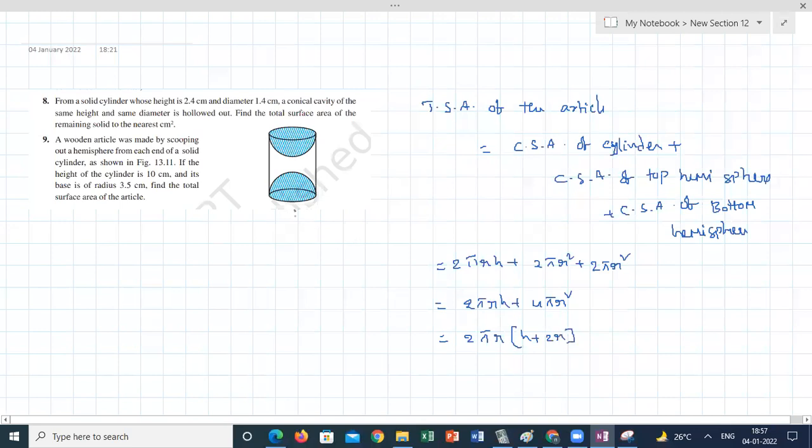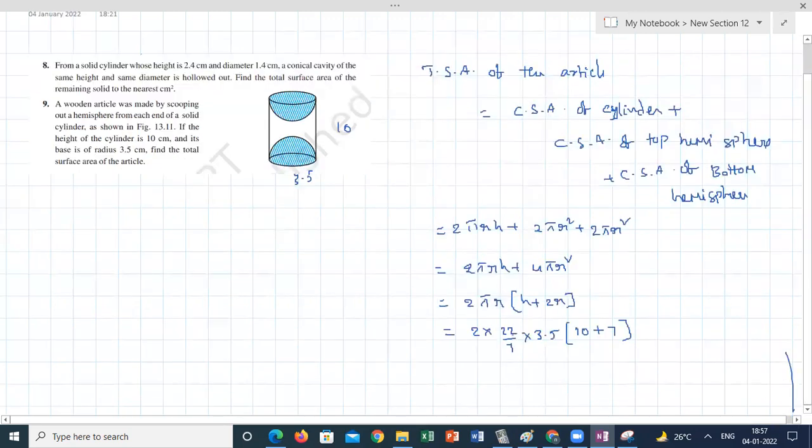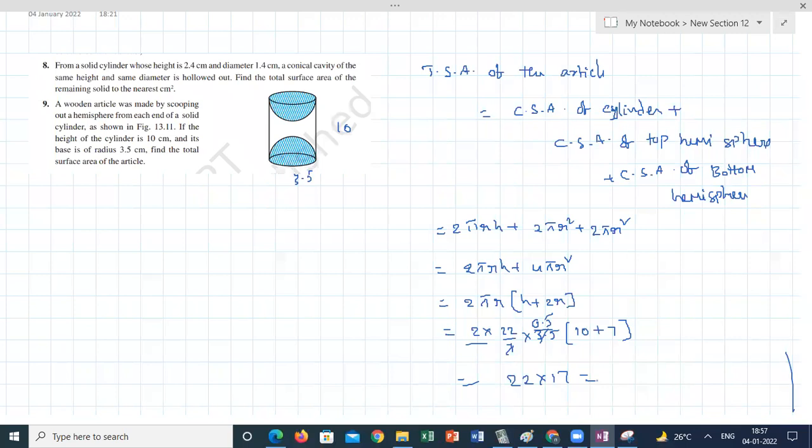So the radius is 3.5, height is 10. So 2 into 22 by 7 into 3.5, the height is 10, 2 times radius is 7. This is 17, 0.5 times. So 2 into 0.5 is 1. So 22 into 17 is the final answer. Please calculate the value of 22 into 17 and let me know the final answer. What is the final answer you are getting?